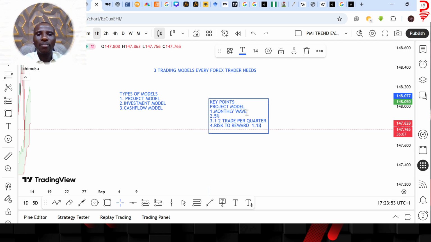So on this project model, you are not expected to be picking a trade every day. You might not even pick a trade in a month or 2 months, depending on when your setup matures. So when you pick a trade, you are expected to leave it to run till you get a ratio of 1 to 18. This is possible with our trading system.